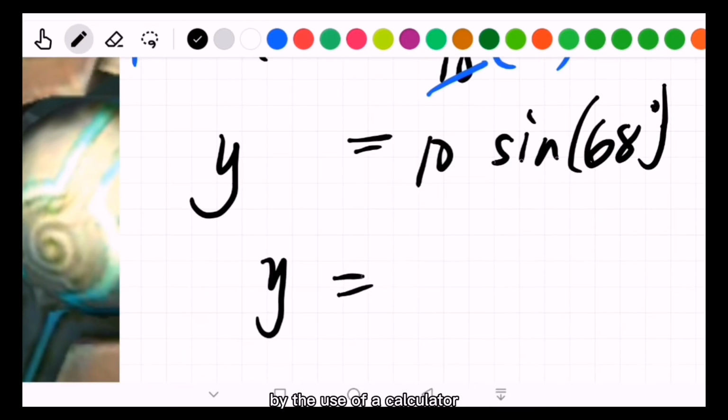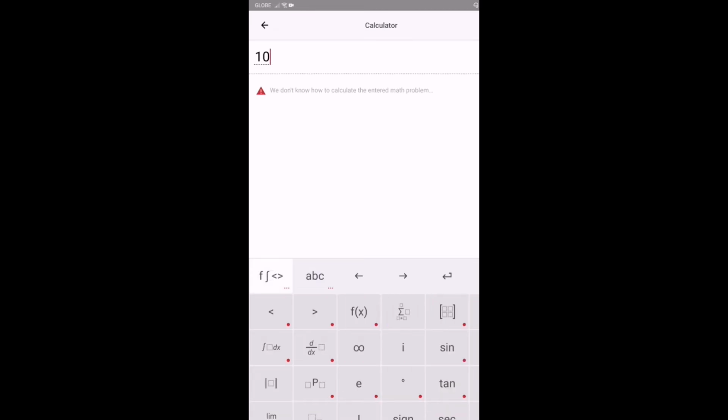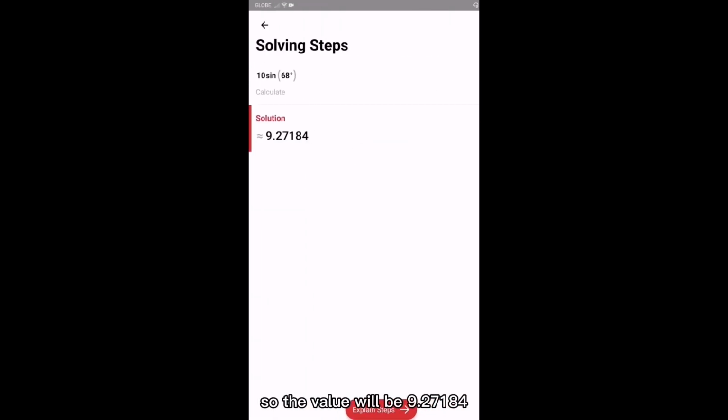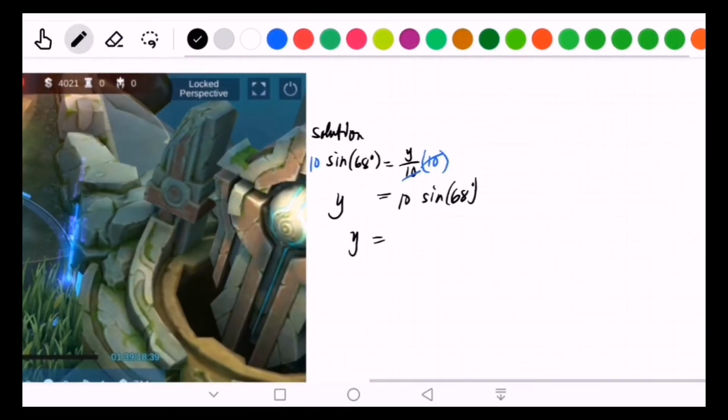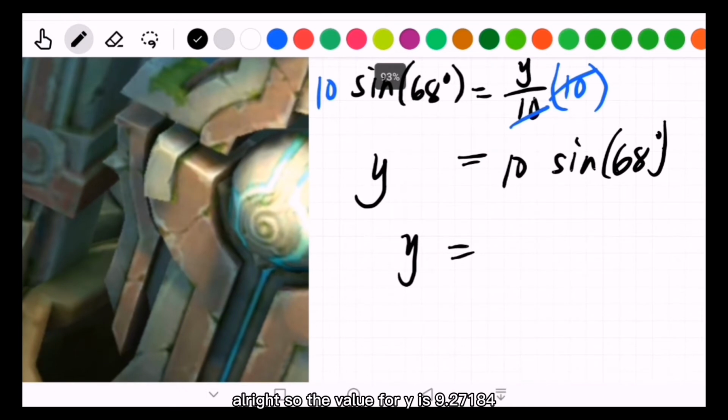By the use of a calculator, we will be able to find the value of that. So let us show. By the use of the calculator, we can solve 10 times the sine of 68 degrees. So the value will be 9.27184. Okay, so the value for y is 9.27184.